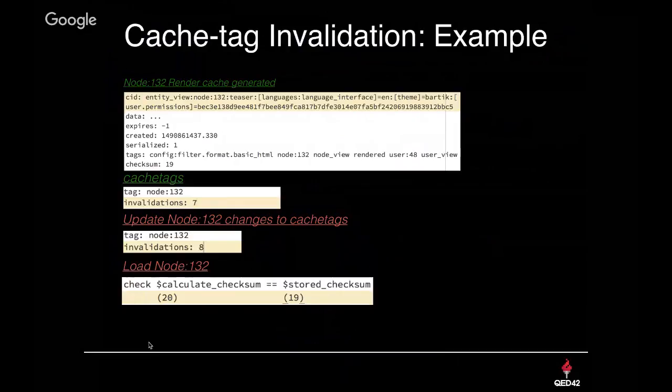Next time a user tries to go back to the node 132 page, the stored checksum would still be 19, but when it tries to calculate the new checksum, it becomes 20, wherein the mismatch happens and the cache gets invalidated. I think this example would have made more sense compared to the flow diagram.